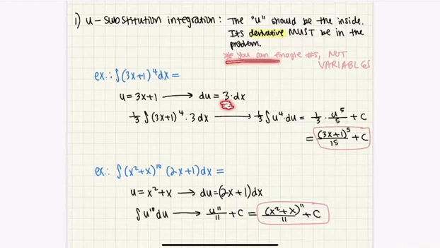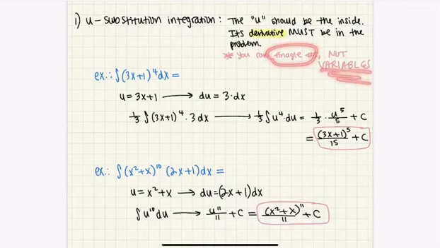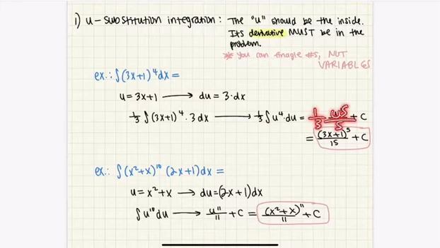As I said in this side note, we can finagle numbers but not variables. Since 3 is not a variable and it's only a number, we can put 1/3 outside of this. Then we can plug in u for 3x plus 1, take the antiderivative of this, and you will get 1/3 times u to the 5th divided by 5 plus c. And please do not forget the plus c.